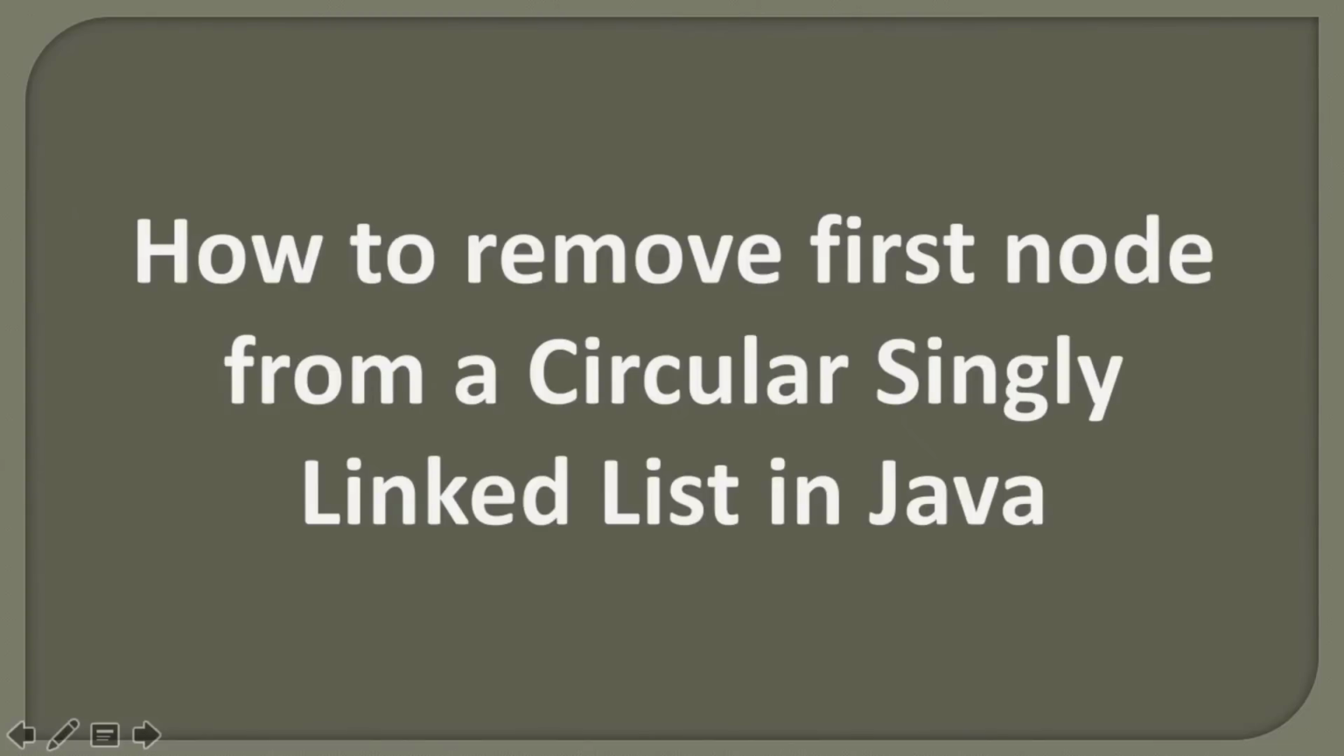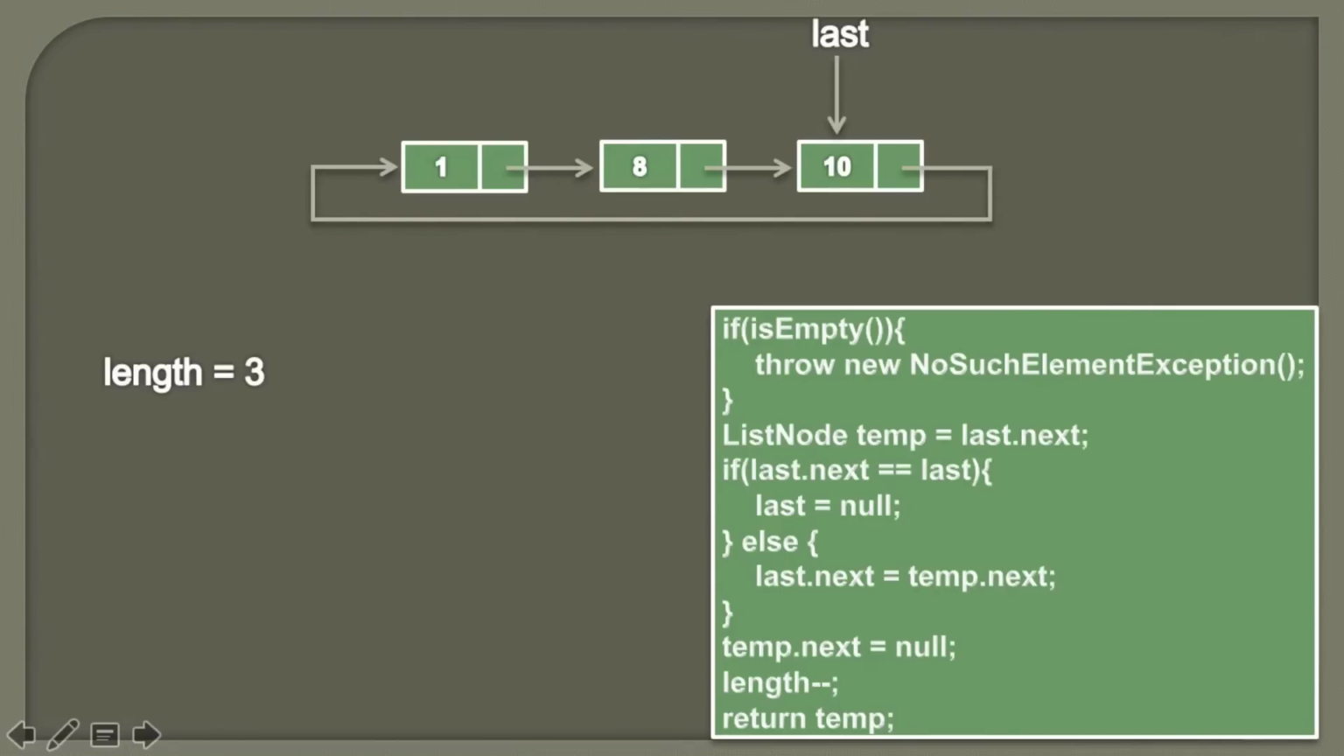How to remove the first node from a circular singly linked list in Java. So friends, let's suppose we are given a circular singly linked list having 3 nodes, say 1, 8 and 10, whose length is 3. In our previous tutorial, we discussed that we are keeping track of the last node of the circular singly linked list through the last instance variable.